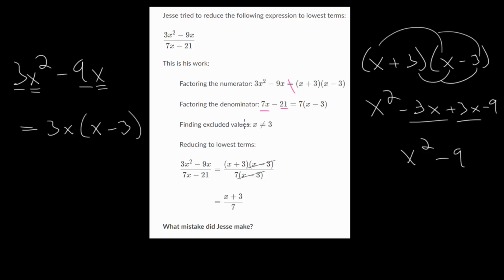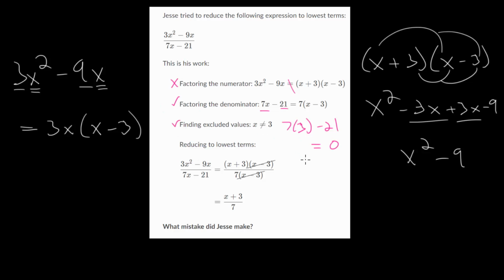And also, the denominator has to have 3 excluded from its domain of values. Since if you plug 3 in here, 7 times 3 minus 21, this is just 21 minus 21, this would be 0. And that would lead to division by 0, which we can't have. So these steps made sense.